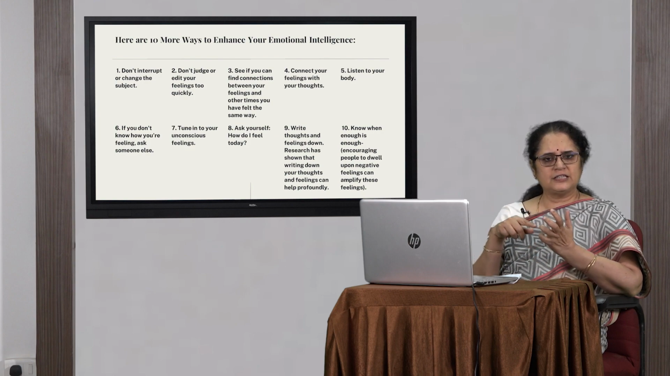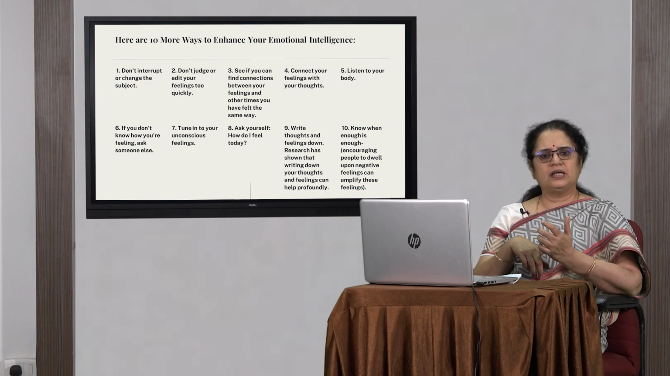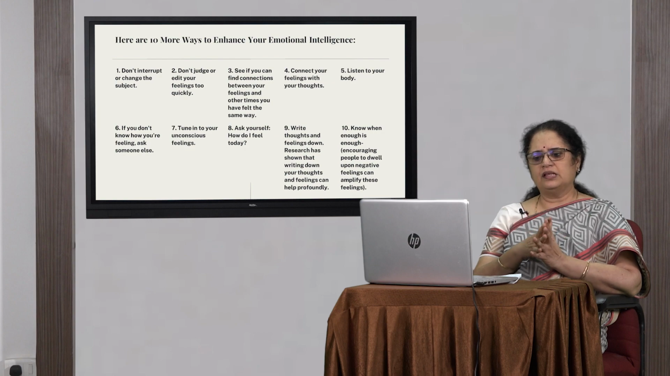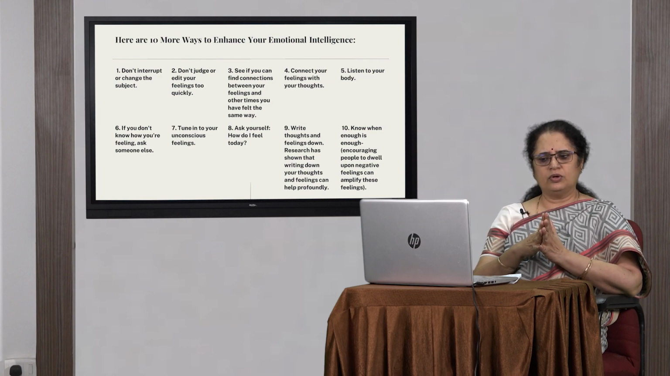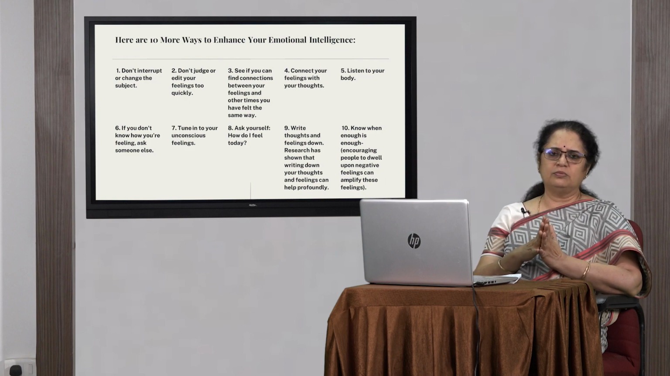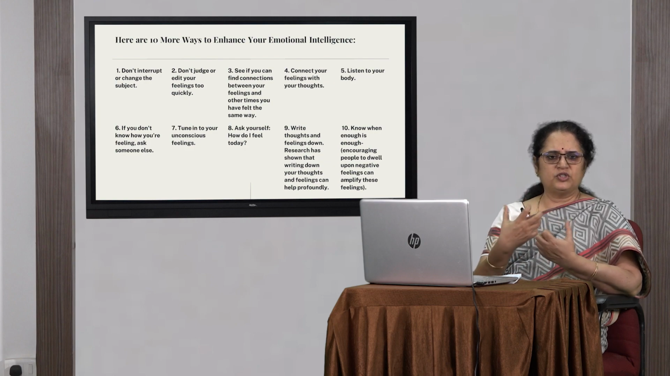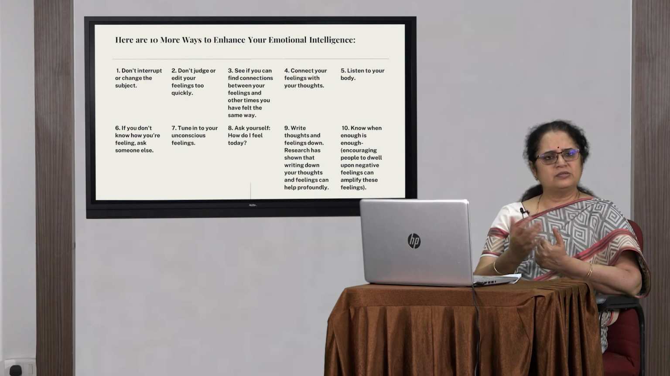If your body is stiff, if your palms are sweaty, and if you are feeling very tense, what is it that is going on in your mind? Okay. And then the other point: if you don't know how you are feeling, you can ask somebody. Some people are not very good at identifying their own emotions, so they can ask somebody else, like, I don't understand, I don't know why I'm shivering, my palms are sweaty, I don't know why I'm feeling this way. You can talk about this to somebody close to you.